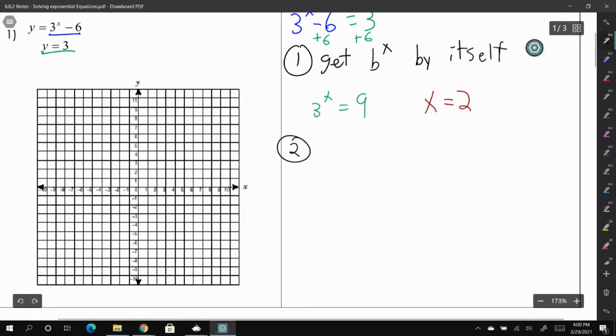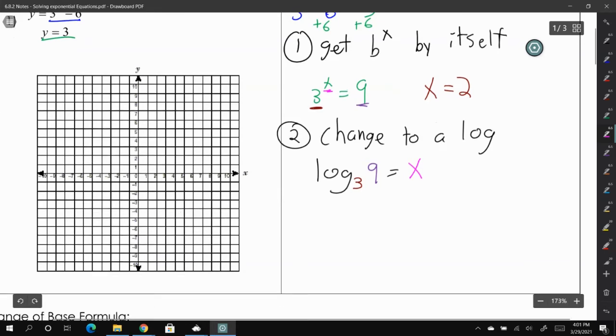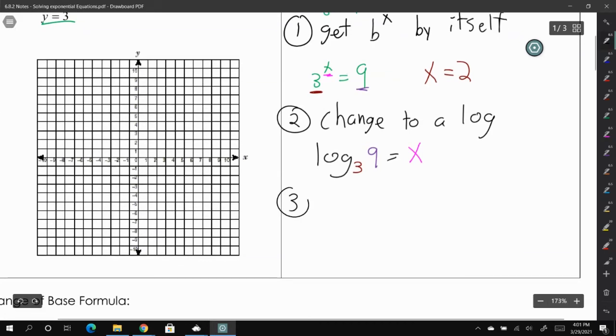So the second step is going to be change to a log. So let's do that. We'll start with the word log, and our base is 3, of 9 is going to equal our exponent, which is x. So then we will use what's called the change of base formula. And what that allows you to do is to use your calculator.